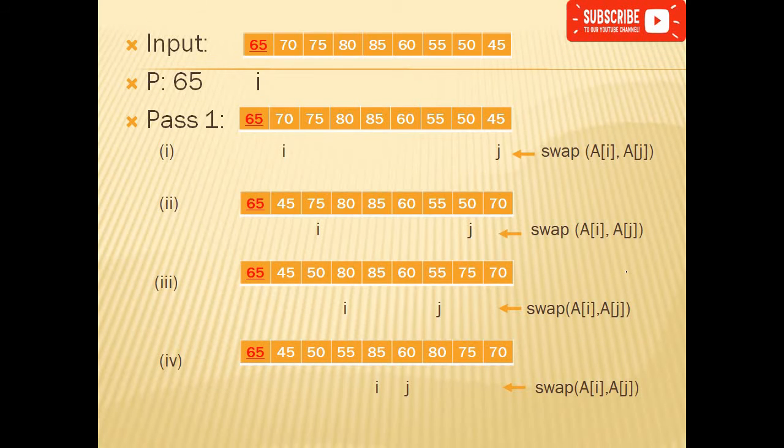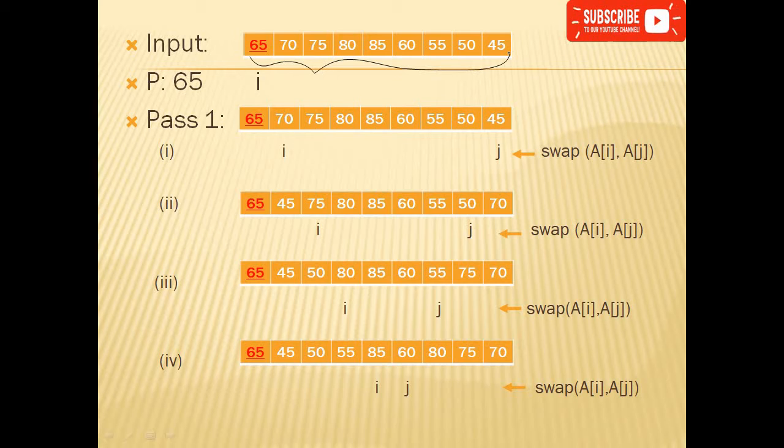Here we have the input, which is a list of elements. I'm having 1, 2, 3, 4, 5, 6, 7, 8, 9 elements. Among these elements, you can choose any element as a pivot element. So in this example, I chose the first element as the pivot element.